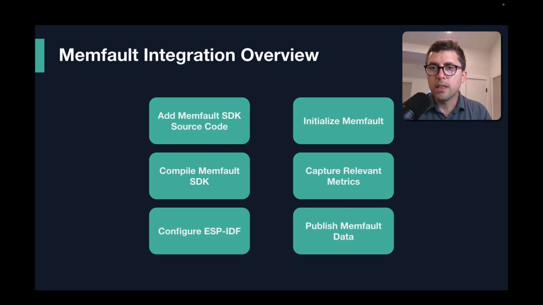Then we need to edit our source code a little bit. We've added the code, it compiles, but we need to make sure Memfault is now running and used. The first step will be initializing the Memfault SDK. The second step will be making sure that we capture the data we care about and push it to the Memfault SDK. And then finally, at regular intervals and in a thread that we choose, we'll need to tell Memfault to take all the data that it has collected and upload it to the cloud. So we'll see how to do that in the last chapter of our integration, publishing Memfault data to the cloud.